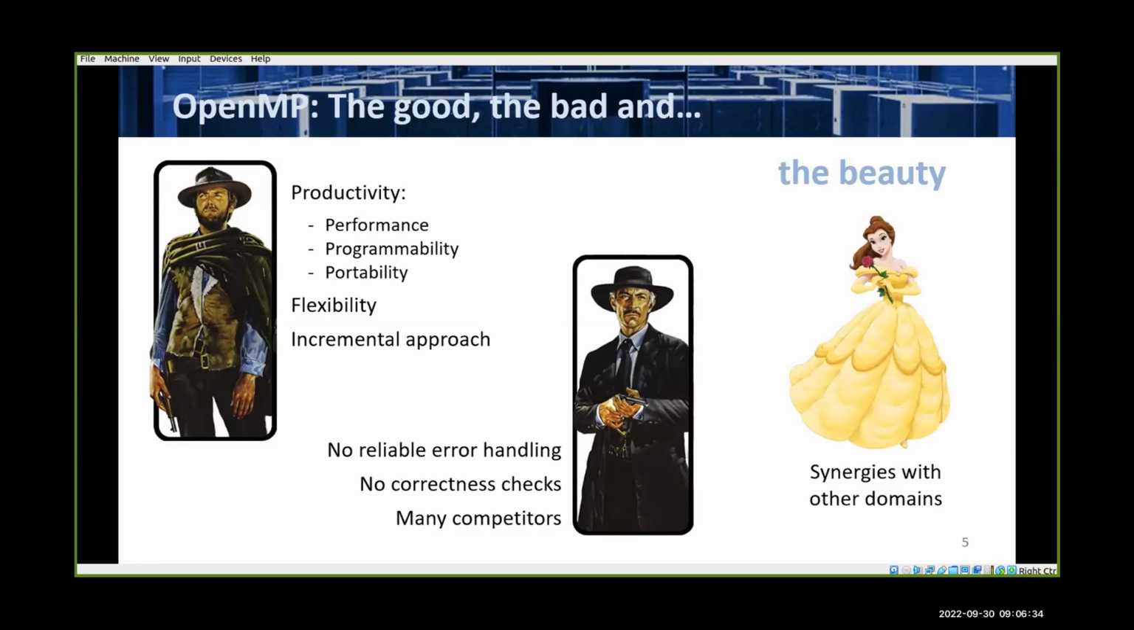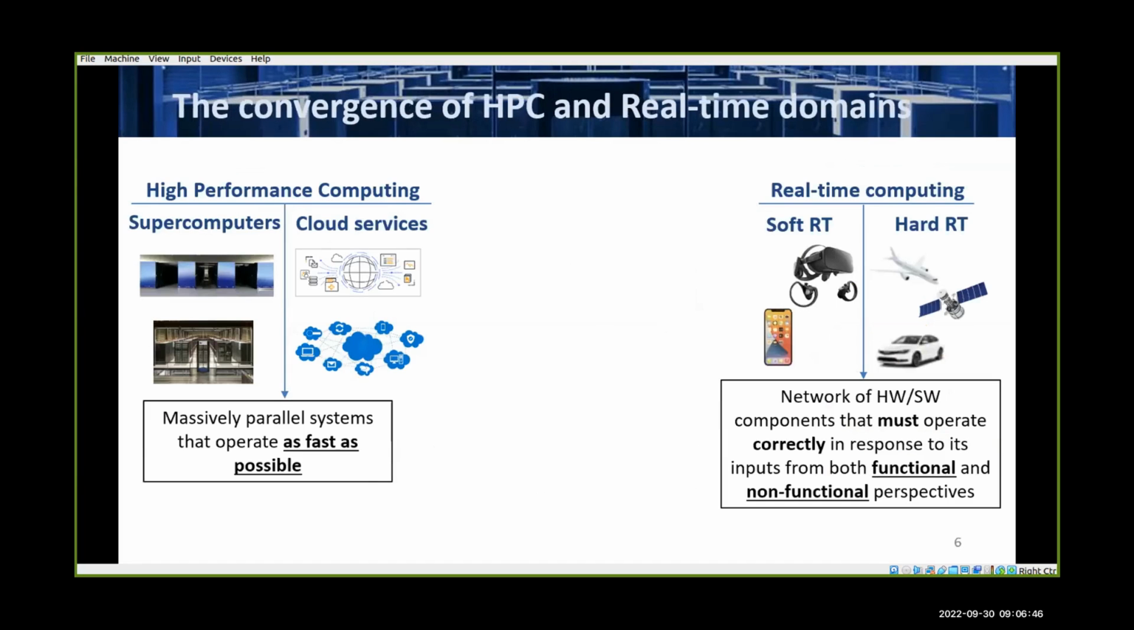But then comes the beauty. The fact is that OpenMP is very good at exposing and exploiting the synergies between different domains. And the synergies I'm talking about here are those between the high-performance and real-time domains. The requirements in these two domains have been converging over the years. So, for example, energy is not only a concern in embedded computing, it is now a concern also in high-performance computing. And the other way around, performance is not only a concern in high performance, because now in real-time systems, we also require high throughput for many applications. So these requirements are converging.